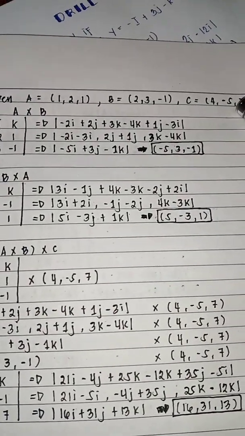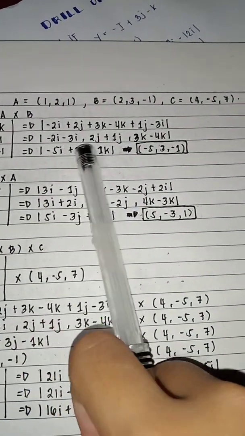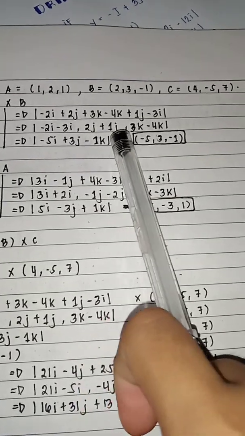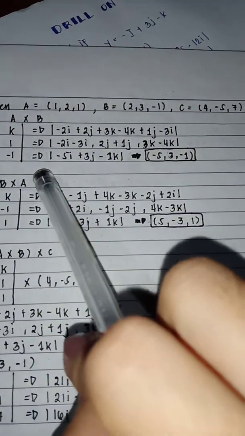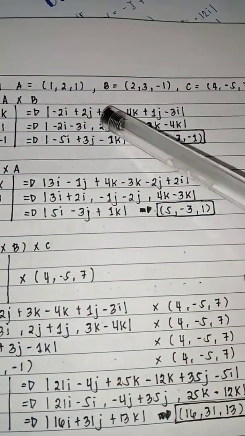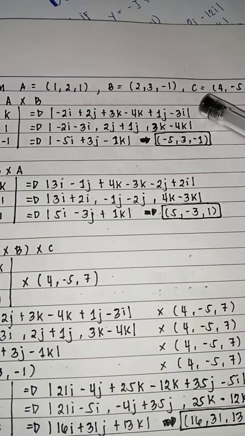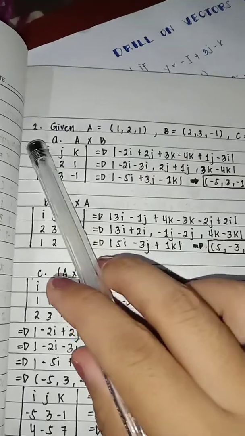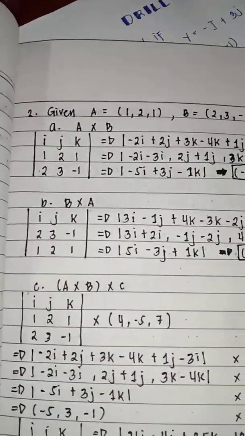So next thing to do is to combine like terms. 2i minus 3i, 2j plus 1j, 3k minus 4k. So 2i minus 3i is equal to negative 5i. 2j plus 1j is equal to 3j. 3k minus 4k is equal to negative 1k. So the final answer for letter A is negative 5, 3, and negative 1.